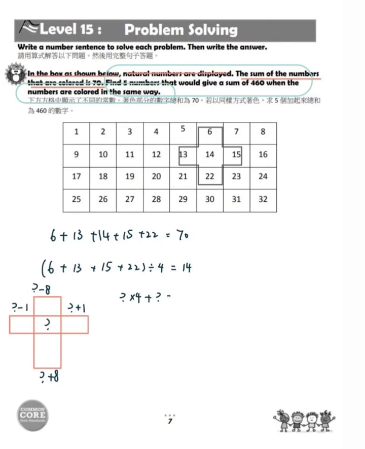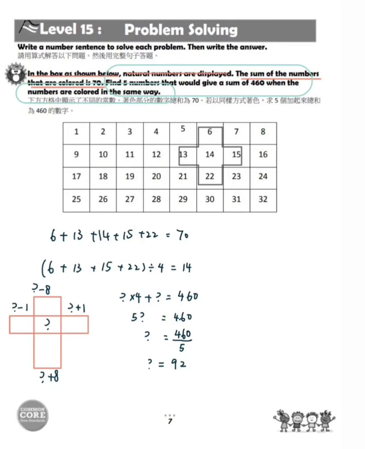So first, we can find out that if we have a question mark multiplied by 4 and add the center number, that will be equal to 460. That means if we have 5 center numbers, that will be equal to 460. So now to find the center number, we can use 460 divided by 5. And we will have the answer 92. So the center will be 92.